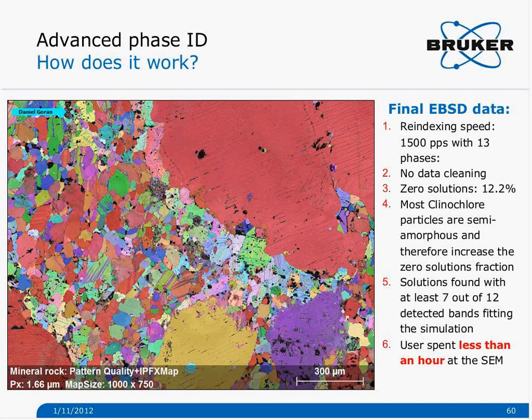And I would like to emphasize the quality of the data, because what we're showing here are the solutions using at least 7 detected bands, and you can see there is no misindexing, and the hit rate is really high. And also, thanks to the advanced phase ID, the user spent an hour from loading the sample to launching the measurement.